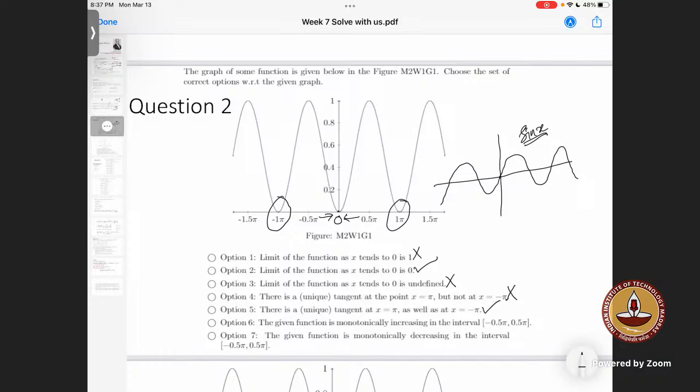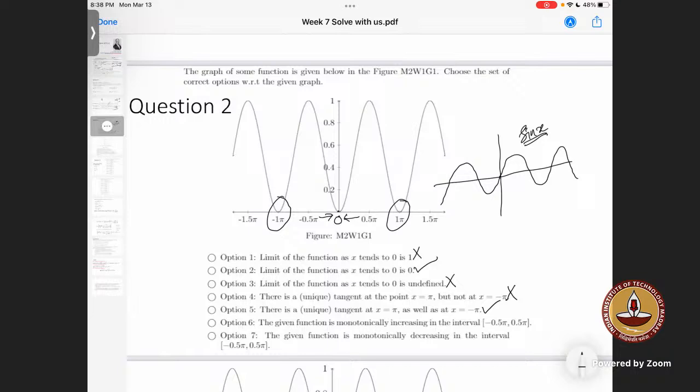If we extend the tangent, both of them will touch together again, at y equal to 0. Then how is it unique? See, the thing is at x equal to minus pi, there is one unique tangent, right? There is only one tangent, because only one tangent can be drawn. Similarly, you check at x equal to pi.